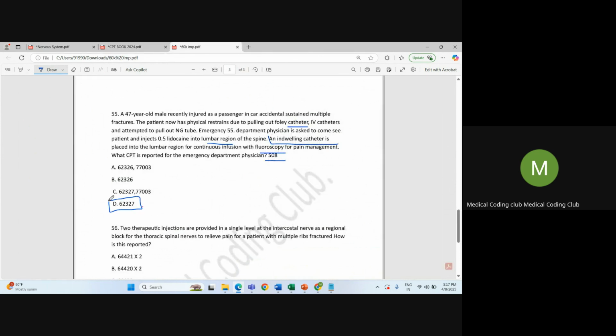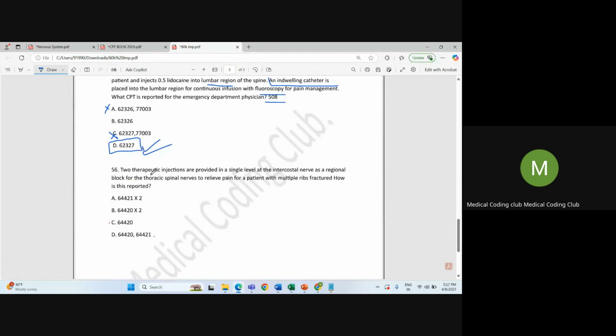Answer is 62327. Okay, don't select option C or option A. These two are incorrect. Seeing that imaging guidance code additionally, don't go ahead and choose them. We have an instruction. Our CPT code 62327 already includes the guidance code. Okay, you don't have to code it once again.